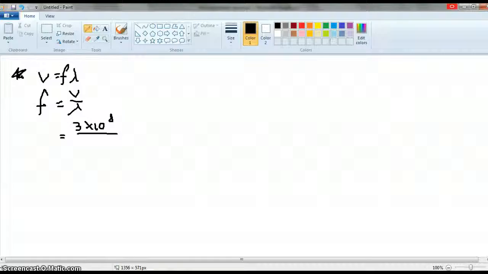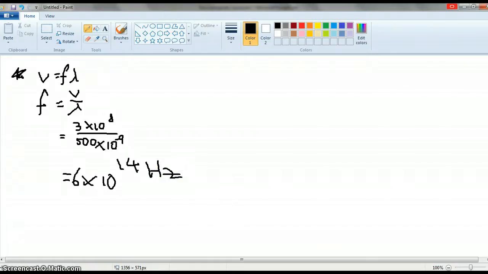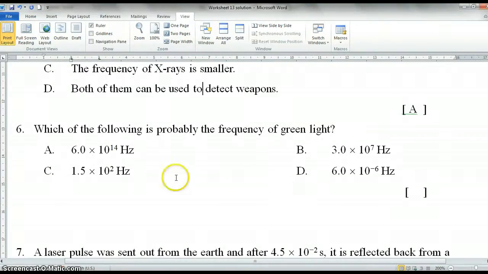And I'll substitute that into here. 500 nanometers times 10 to the power of -9. Okay, and the answer will be, let's calculate, 3.8 divided by 500, 6 times 10 to the power of 14 Hertz. Okay, and hence our answer A, question 6.